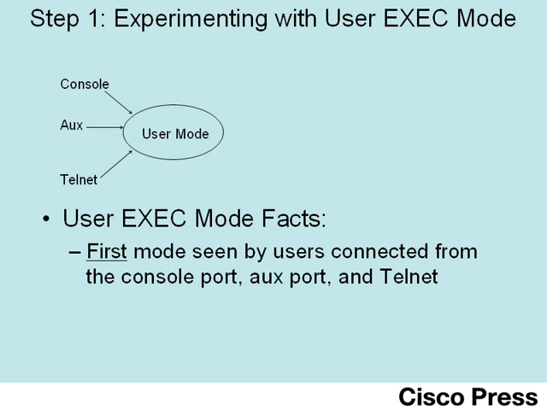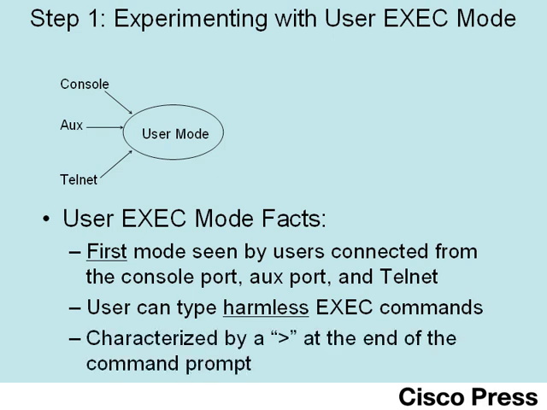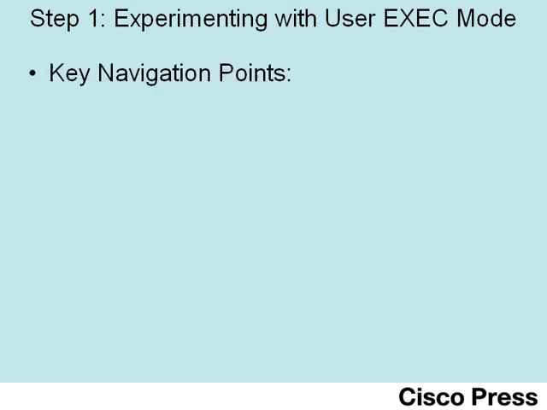From user mode, the user can type any harmless exec commands. First of all, they're harmless because you can't hurt the router, and they're called exec commands because the router takes the command and, quote, executes the command and spits back some command output to you. You know you're in user mode when you look at the command prompt and see a greater than sign.